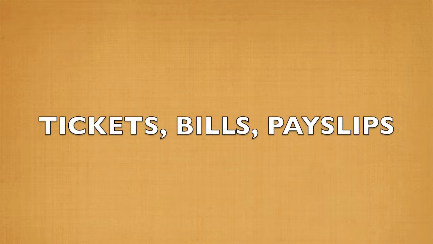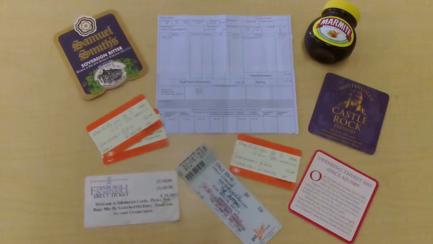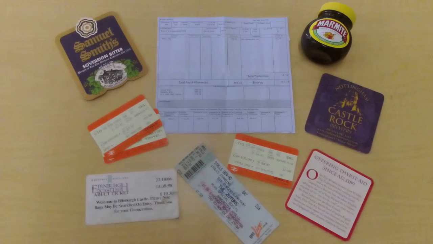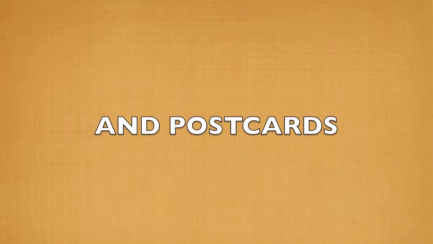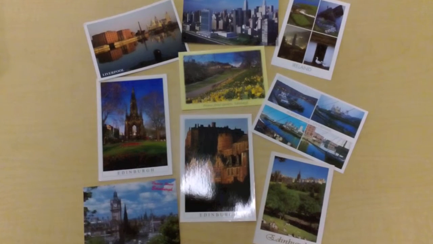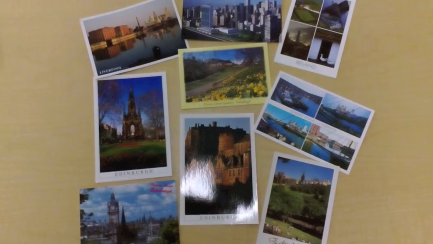We can also use tickets, bills, payslips, or artifacts such as the one on the right, the one that's called Marmite. We have train tickets, concert tickets, and the traditional postcards, which we can ask probably a friend to bring for us.